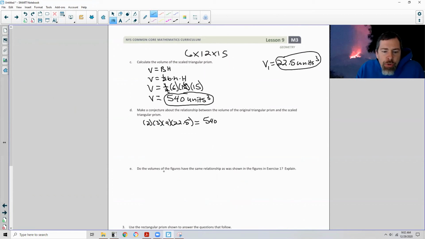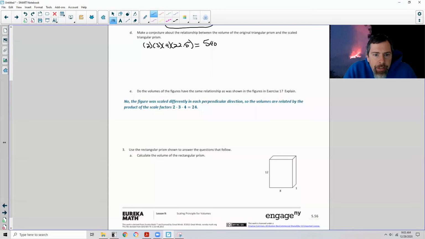Okay, so E says, do the volumes of the figures have the same relationship as was shown in figures in exercise 1? Explain. Okay, so let's take a look. The answer to that is no, the figure was scaled differently in each perpendicular direction. So the volumes are related by the product of the scale factors, 2 times 3 times 4, which equals 24.